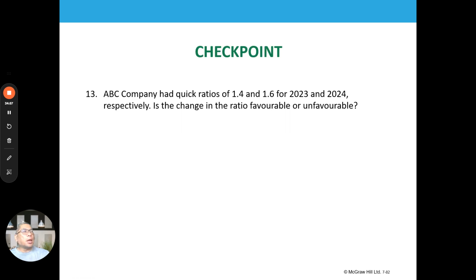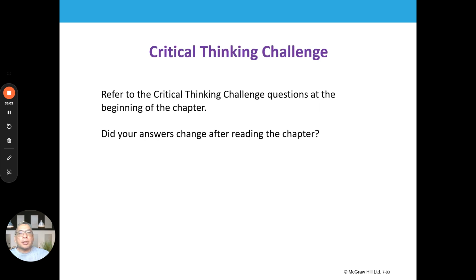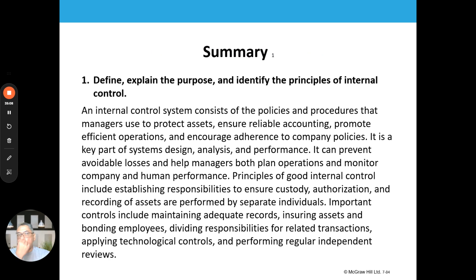Critical thinking. This is an example of the quick ratio and how to determine whether it is favorable or not. We'll discuss in detail in the summary of the exchange. So we basically conclude with the summary and definitions. This concludes this chapter on internal control. The rest is basically a summary of what we have discussed. Thank you. See you in the next chapter. Bye.